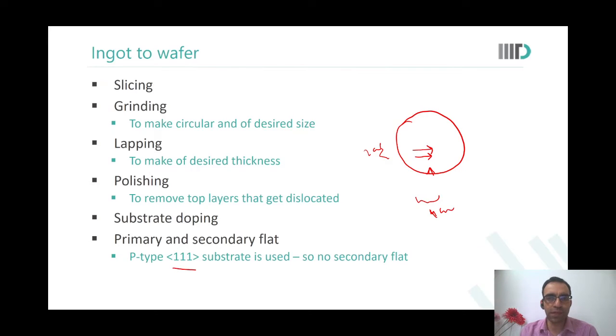Any questions still here? So in the ingot which we are making, will it have uniform diameter throughout? No, that is why we need to do grinding. Okay, sir. So how can we know what is the diameter of the ingot that is formed? Can we know it before creating the ingot?